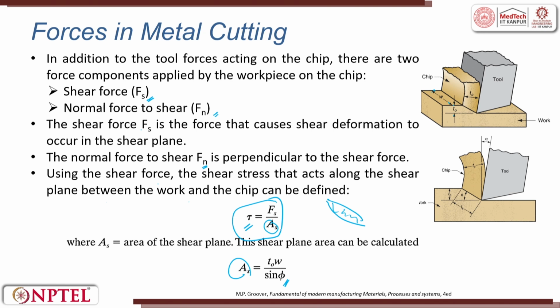Now, we are trying to find out the shear force which is coming into action. Generally tau can be figured out, and As you can also figure out, but Fs will not be known. So, we calculate tau is equal to Fs by As. What we do is As into tau will give us Fs. So, As is T naught into W by sin phi, and multiplied by tau equals Fs. So, now I can figure out Fs.